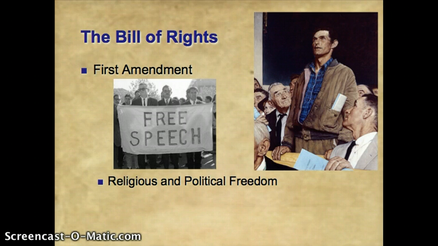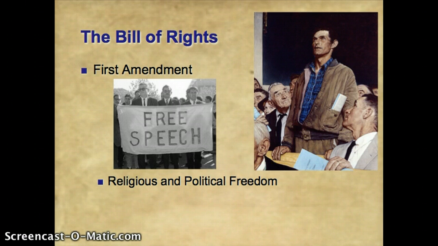Our First Amendment guarantees religious and political freedom, and it has actually 5 really important parts. It guarantees the freedom of religion, meaning you have the right to practice your own religion. It guarantees freedom of speech, as long as it doesn't harm or infringe anyone else's rights. It guarantees the right to assembly, meaning the gathering of people.